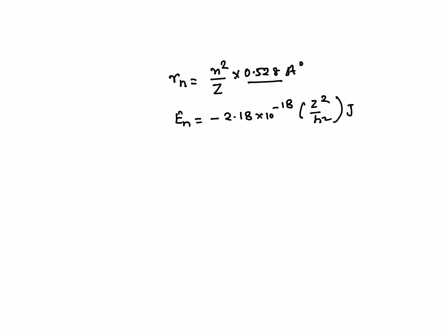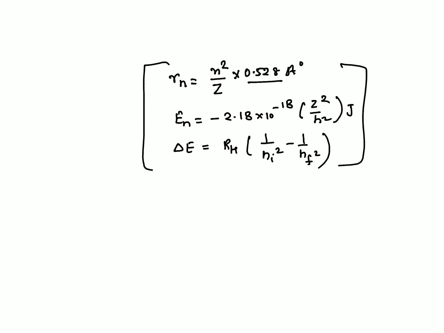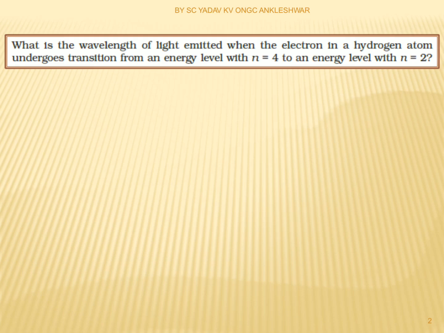Okay, so these are the two formulas, and the difference between the energy of the two orbits, delta E, is given by the formula RH (1 by n1 square minus 1 by nf square). So using these three formulas we will solve the numerical problems from this chapter first, and then we will move to the next topic.